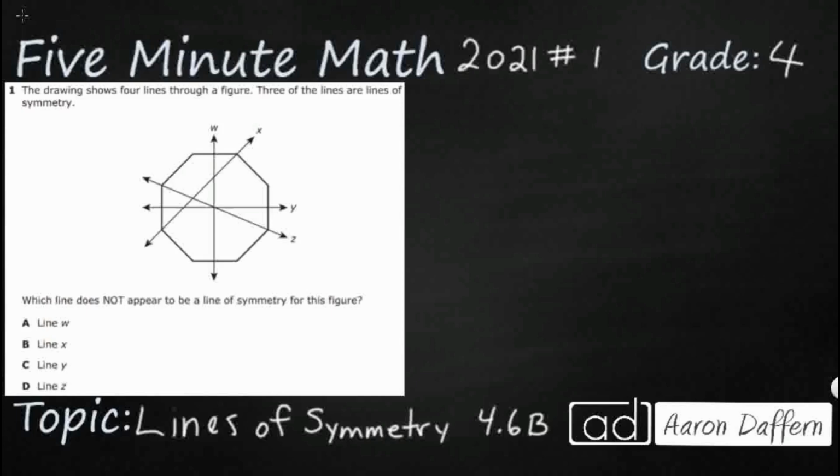Today we are looking at the 4th grade concept of lines of symmetry. This is standard 4.6b in the great state of Texas, and we are using item number 1 off the 2021 released STAAR test. If you have not done so already, please go ahead and take a moment to pause the video, work this problem out on your own, unpause it, and then we will look at our answers together.